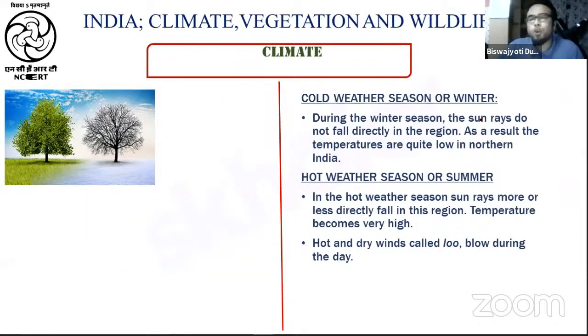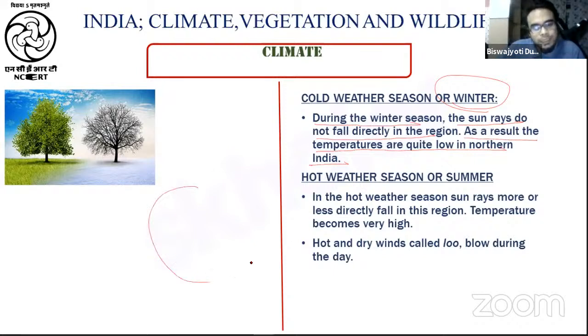Fine. Now let us go and understand the winter season. What happens in the winter season? Let us look into the first point. During the winter season, the sun rays do not fall directly in the region, and as a result, the temperatures are quite low in northern India.